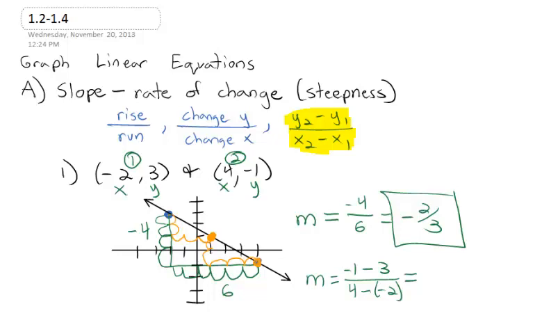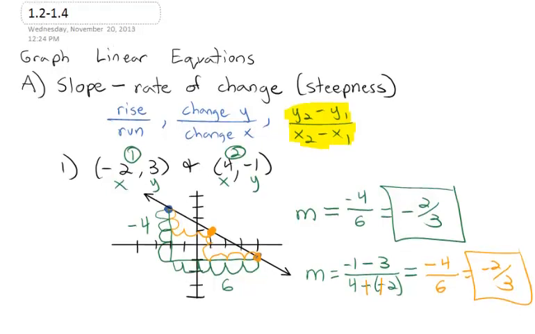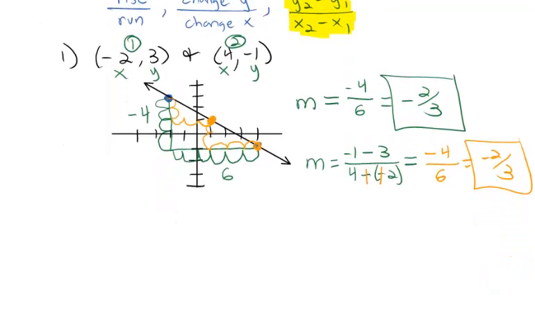Negative 1 minus 3 is negative 4. When we add the opposite, we get 4 plus 2 is 6, which reduces to negative 2/3. And we get the same answer for the slope. This equation method is probably going to be used much more often than graphing it. I do want to look at one more example, though, before we step away from slope.